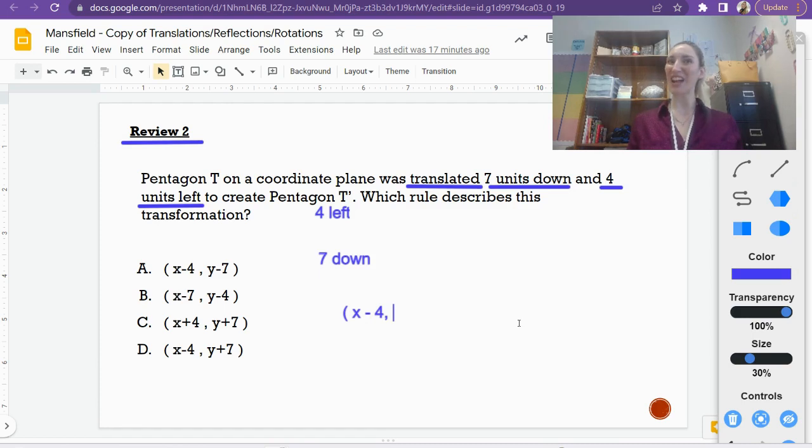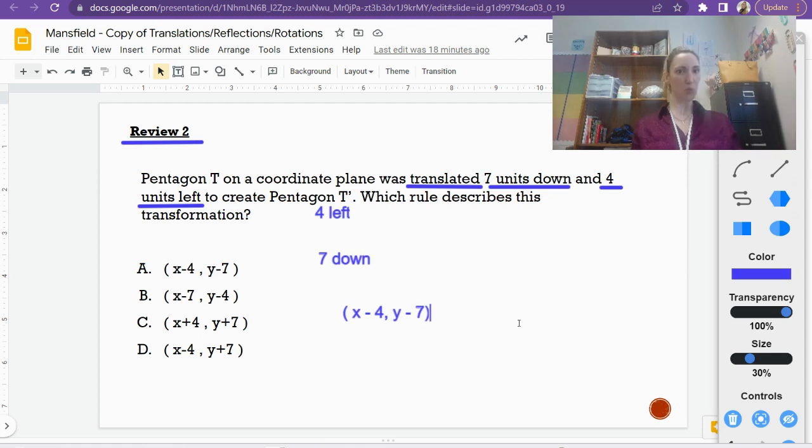Now let's talk about the Y. Even though the problem mentioned it first, we know in translation the Y is always going to go second. All right, so Y. Now it's going 7 units down. Whenever we go down on a coordinate plane, our numbers get smaller, right? So it has to be negative. So Y minus, or negative. How much am I going down? 7. There we go. That's my answer.